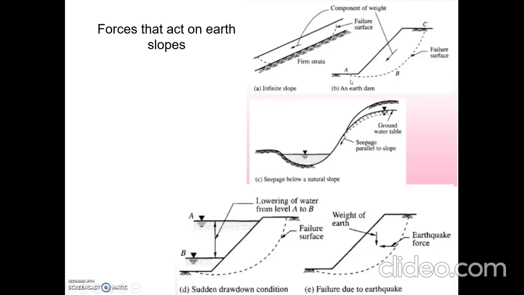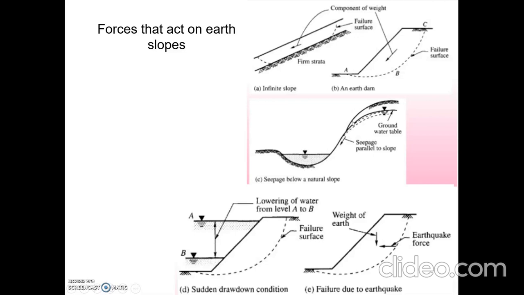In the second figure, we can see failure of earth dam. So this is the natural slope, and due to downward movement of the soil mass, there will be failure, and the failure surface is shown here with the help of the dotted line. And here the arrow indicates the component of weight.